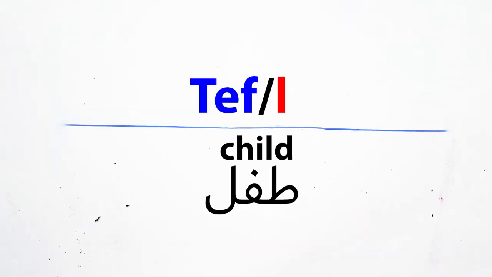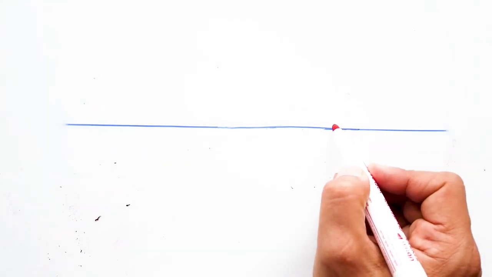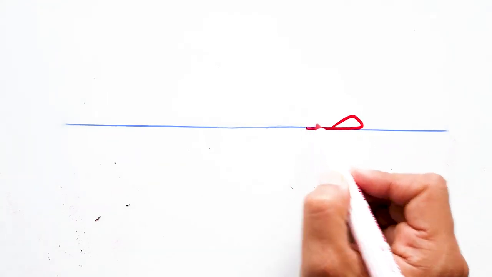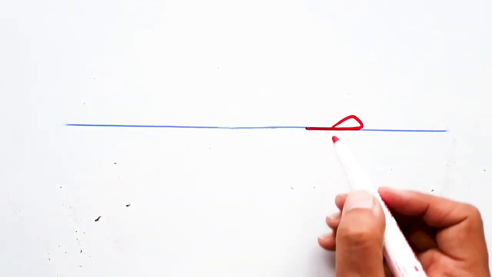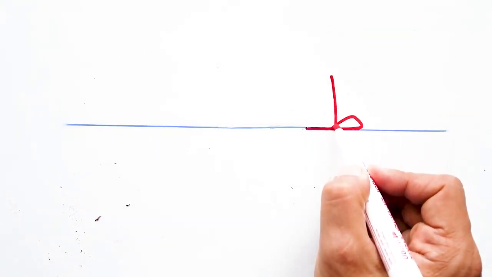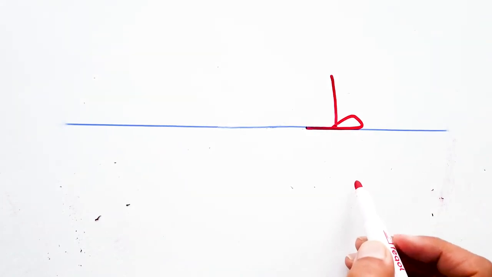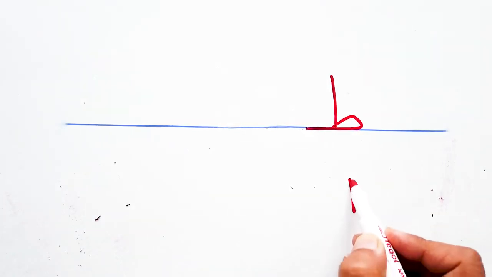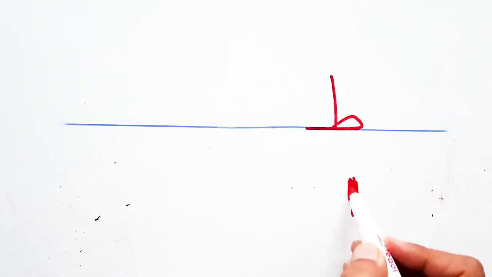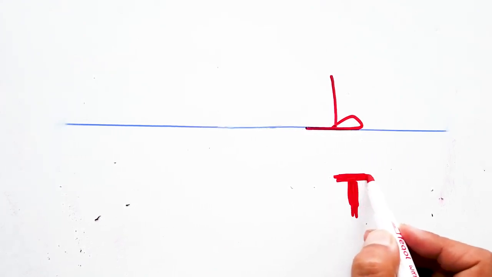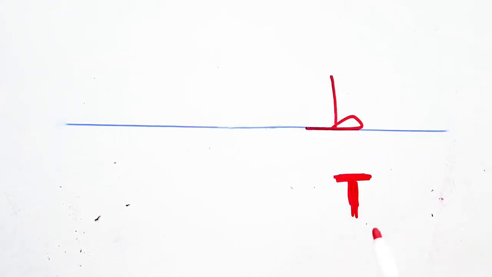طفل. The sound of strong what? Strong T. It's not T. It's the sound of strong T. Okay, so I will write it here in bold for you to remember that it's a strong T.